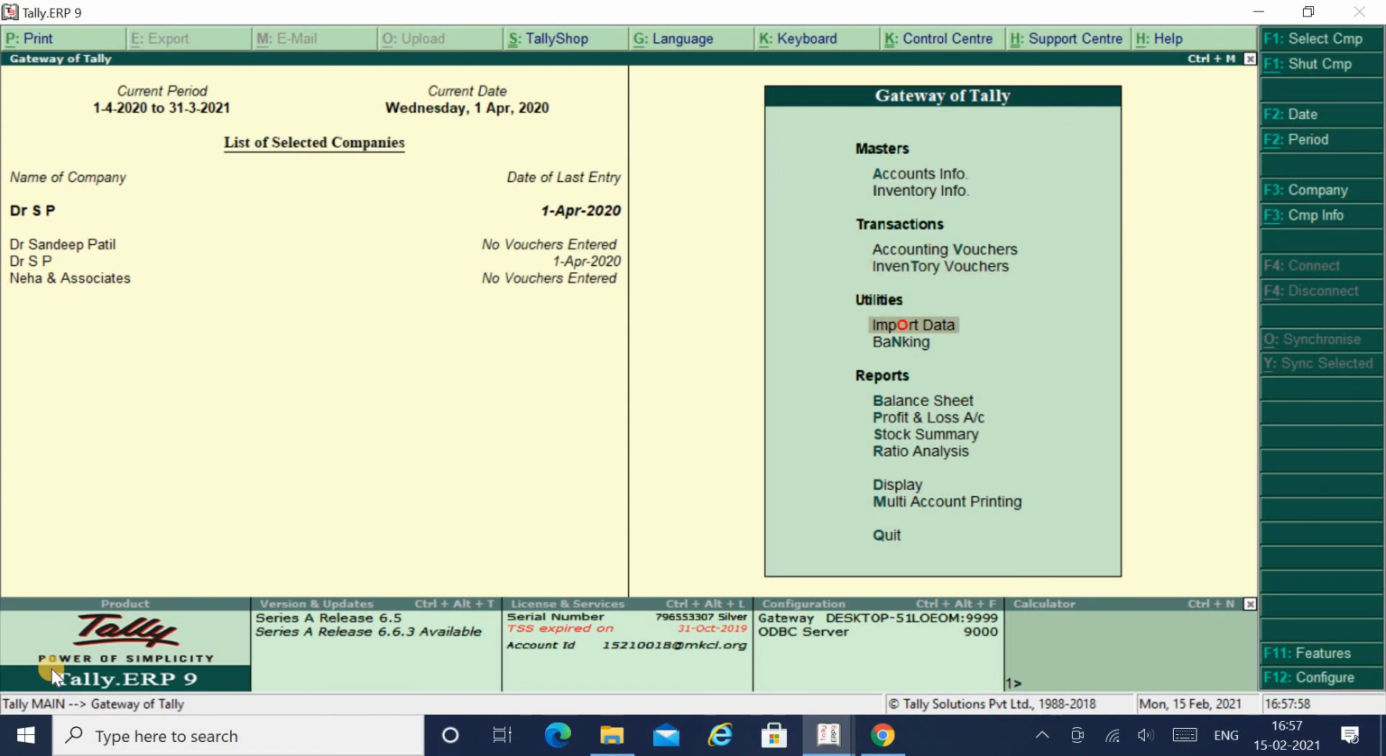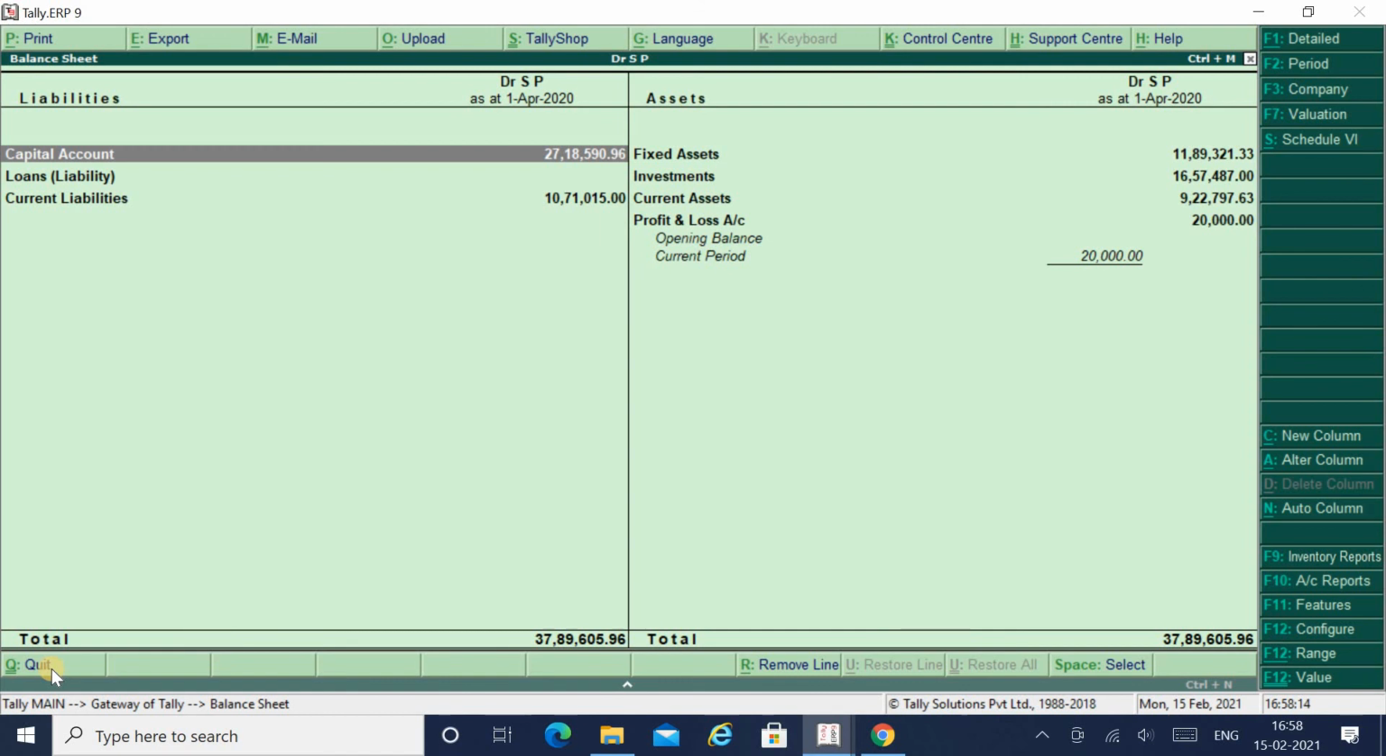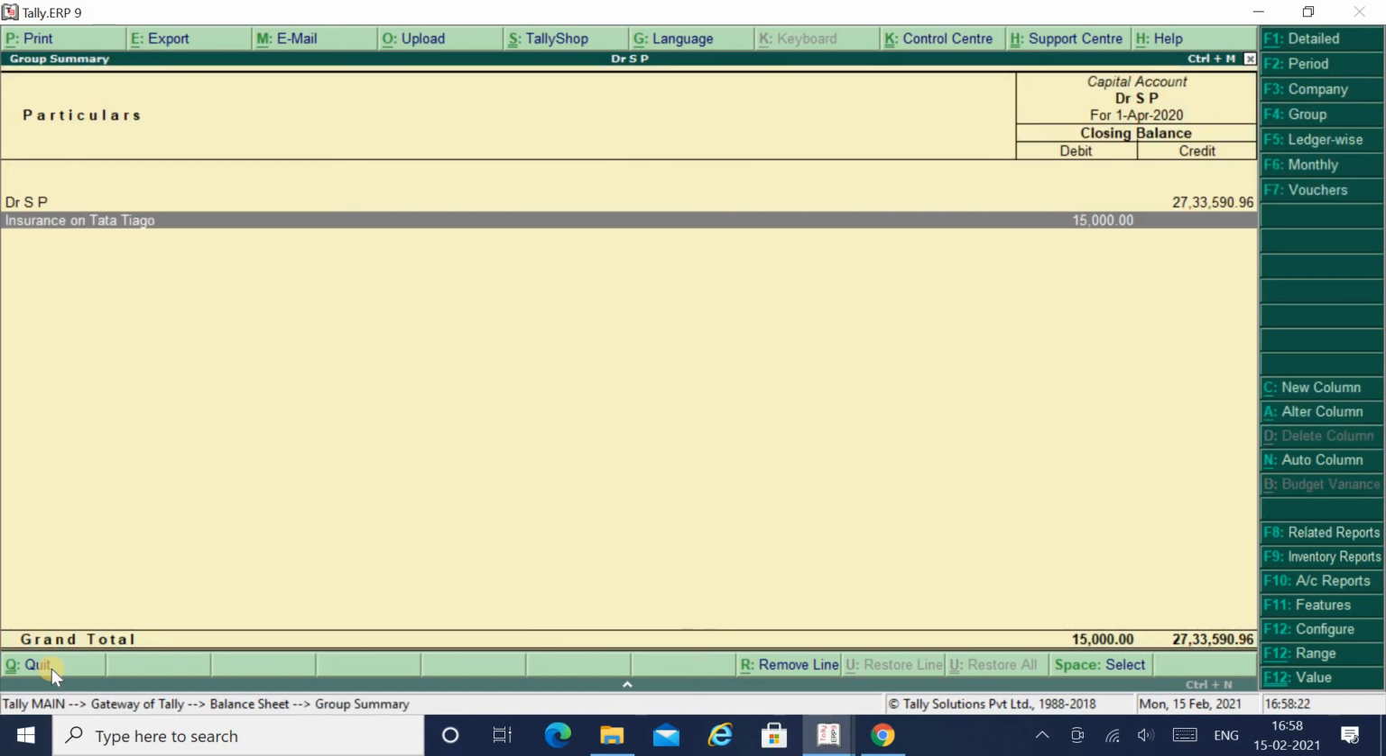Now how will this transaction look in your profit and loss account? Under indirect expenses you can see insurance on Mahindra XUV. Yes, we have provided a deduction of this expense because the Mahindra XUV exists in my books of accounts. But the Tata Tiago does not exist in my books of accounts, and as I am a proprietor using the Tata Tiago which is not recorded in my books, I have to enter it directly under capital account. So you have entered insurance on Tata Tiago in the balance sheet under capital account. This expense is not deductible because that asset does not exist in your records.